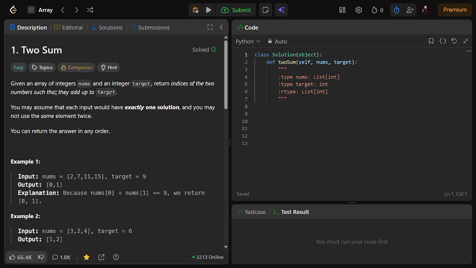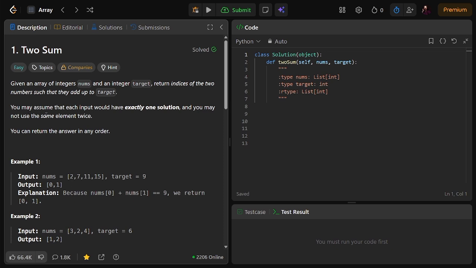Given an array of integers called nums, and also we have one integer that is target. Return indices of the two numbers such that they add up to target. So we have to take two numbers whose sum equals the target, and also we have to return the indices of those two numbers.